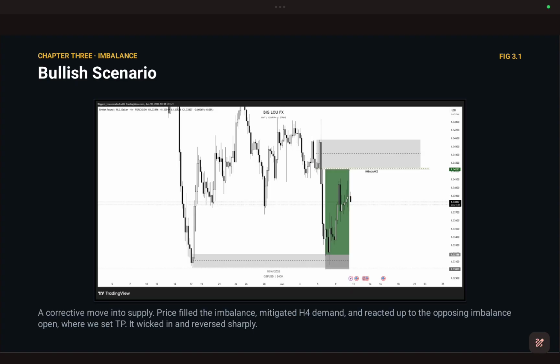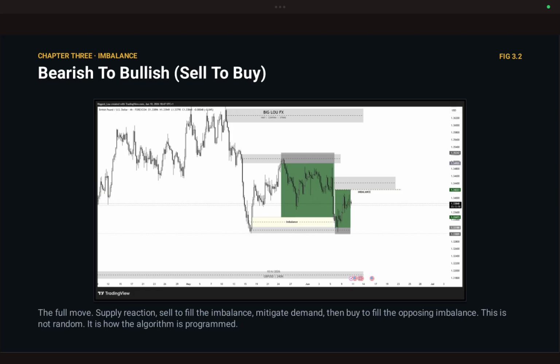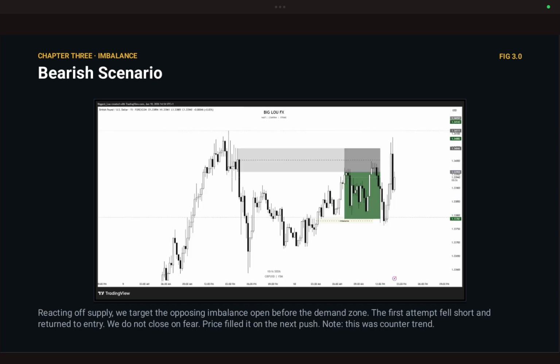Okay, you could see how it went to mitigate that imbalance, which was what it did. Now this is a classic example of bearish to bullish, sell to buy. Some people also used to catch the buy to sell. So you sell from your supply level to your imbalance open, you buy from your demand level to your imbalance open. Okay, these are two trades standing alone on their own.